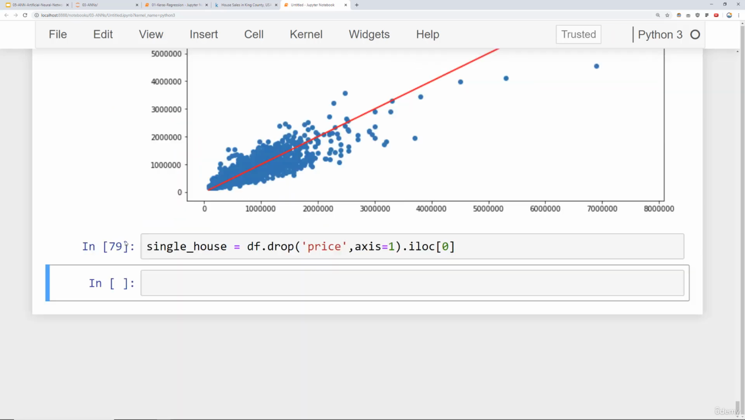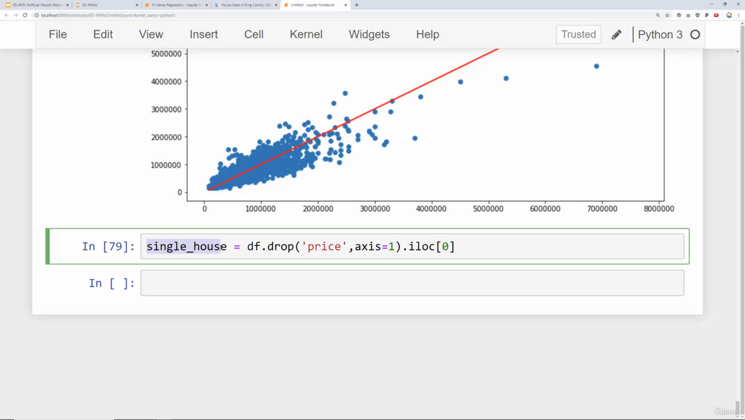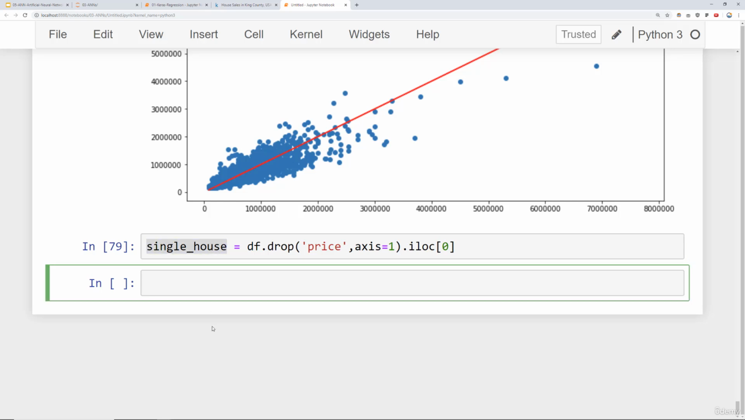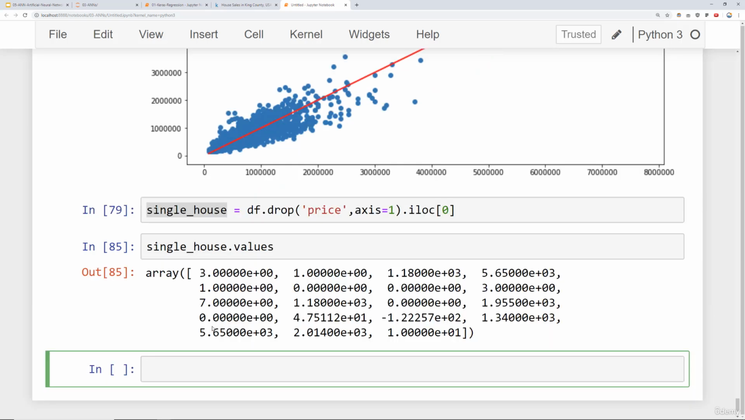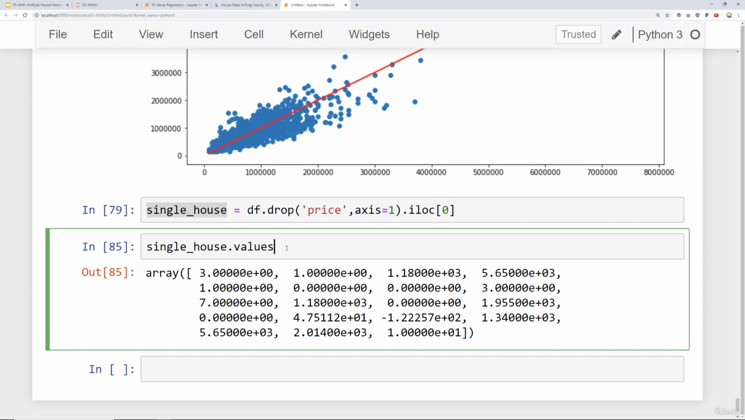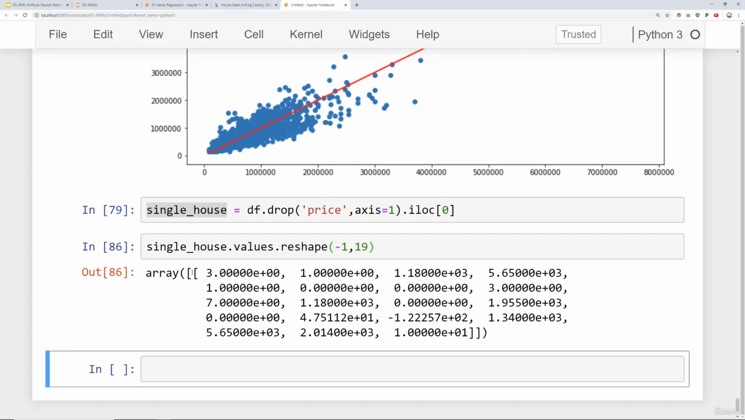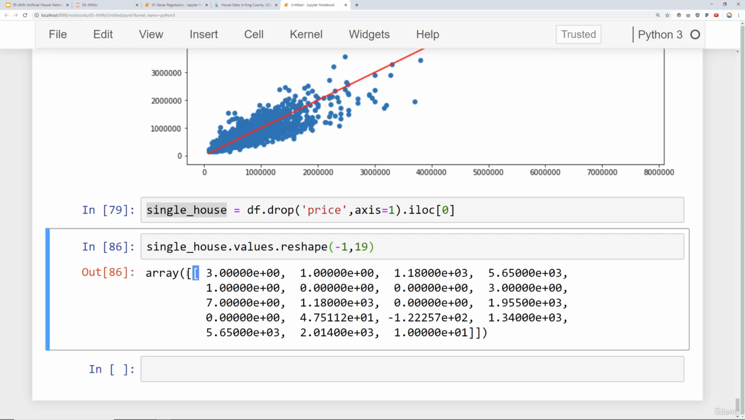Now the next step is to actually scale this single house data. Recall that our model is trained on scaled versions of the features, which means we can't actually pass in these features raw. Instead, what we need to do is say single house, grab those values. So now it's a NumPy array, but the shape is actually off. Notice there's only one set of brackets there. I need to reshape this to be -1 by 19. And you'll notice now that essentially adds that extra set of brackets there, which is the shape expected. -1 just basically means keep those old dimensions along that axis.